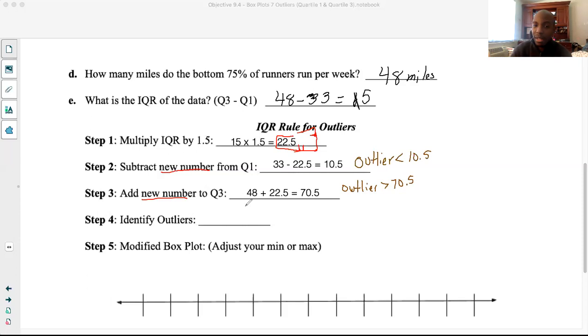That outlier would be the number 8, right? If you look back at our data, you'll see that we had an 8 there, and 8 is less than 10.5. Are there any numbers greater than 70.5 in our data? No, there's not. But there is a number less than 10.5, which is 8, and that is an outlier.